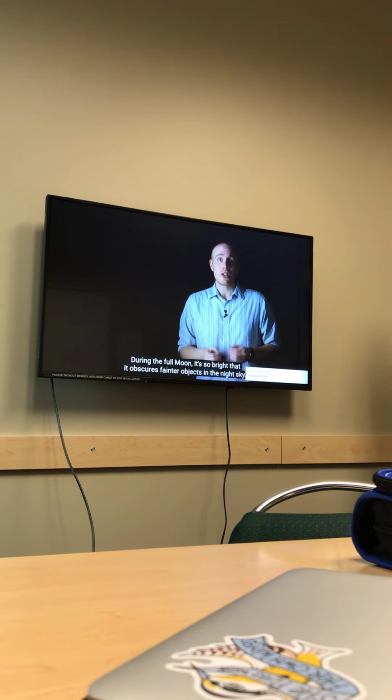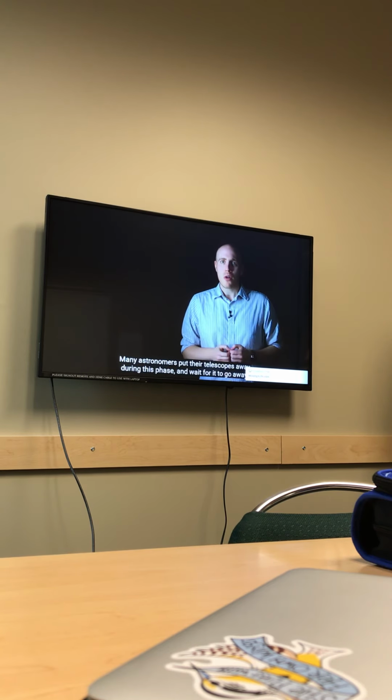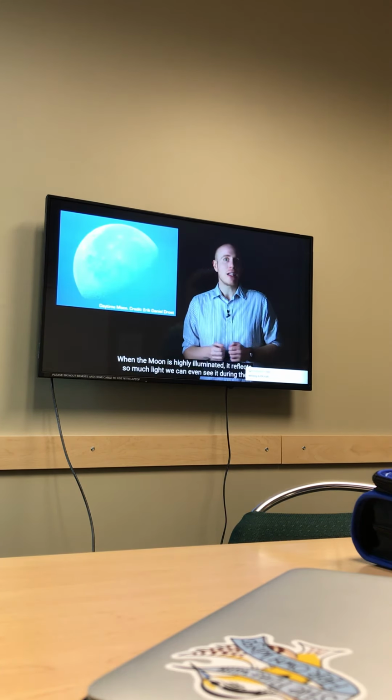During the full moon, it's so bright that it obscures fainter objects in the night sky. Many astronomers put their telescopes away during this phase and wait for it to go away. When the moon is highly illuminated, it reflects.